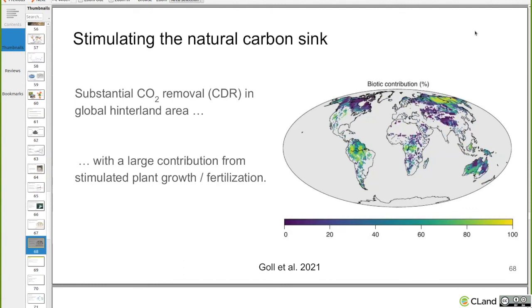And these areas which have the largest CO2 removal potential are usually areas where this biotic effect, this fertilization effect, is much larger than the effect of the enhanced weathering reaction. So this work shows that the potential of CO2 removal by rock dust is larger than previously thought, by having this biotic uptake pathway, and also by applying it outside the agricultural sector.